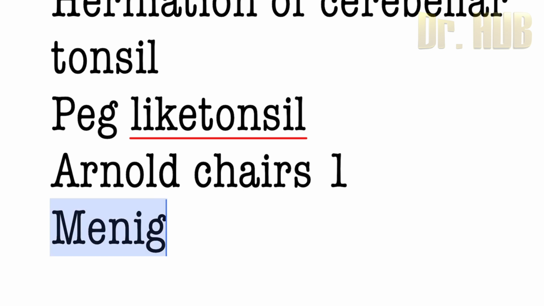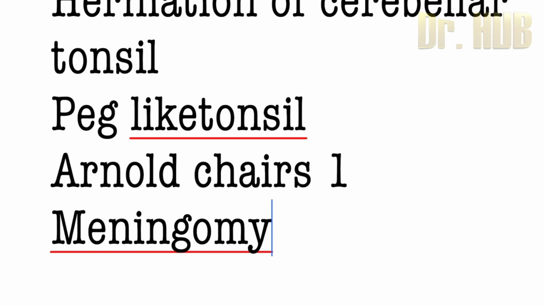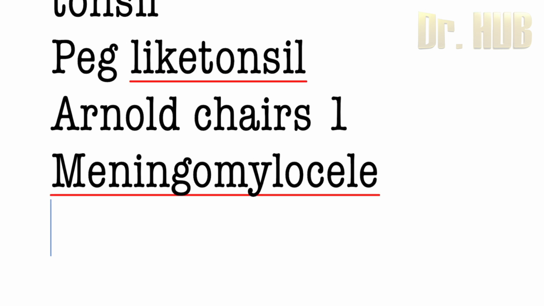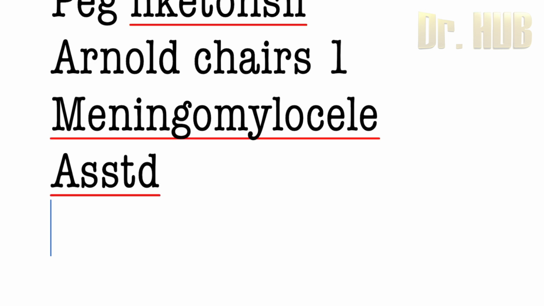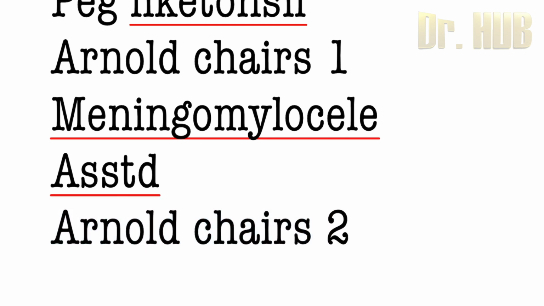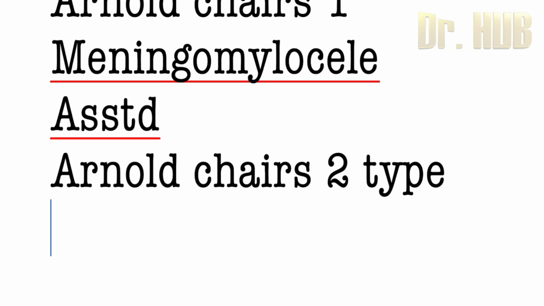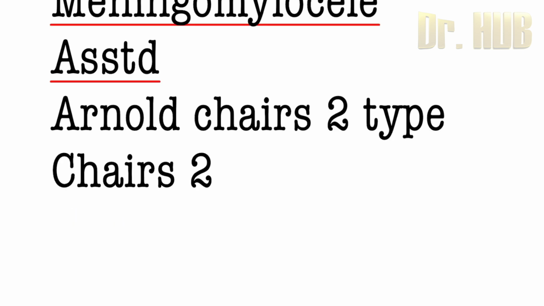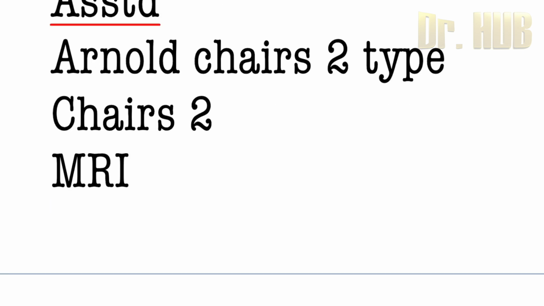Next is the presence of the meningomyelocele. So meningomyelocele is basically associated with the Arnold-Chiari type 2. Next we move on to the Chiari 2. The Chiari 2 malformations are present on the MRI.